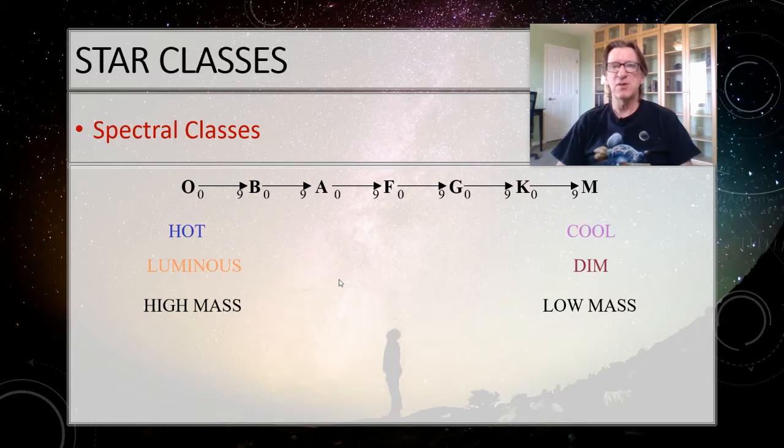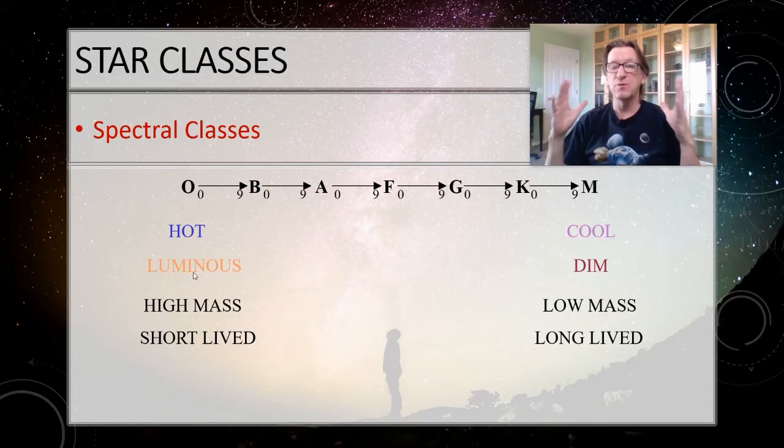This also relates to their lifetime. Now, you would think that the O-type stars would last longer because they've got more fuel. They're bigger, right? Turns out these are actually the shortest lived stars. And the reason for that is they're so hot and so luminous, even though they have more fuel, they're burning through it a whole lot faster.